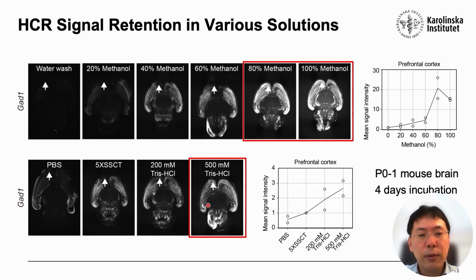In contrast, conditions like water, PBS, and 20% methanol completely eliminated the signal, while others partially reduced the signal. Based on these results, we tried dehydrating the sample using high concentration of methanol after the in situ HCR process, and that led us to a new challenge.